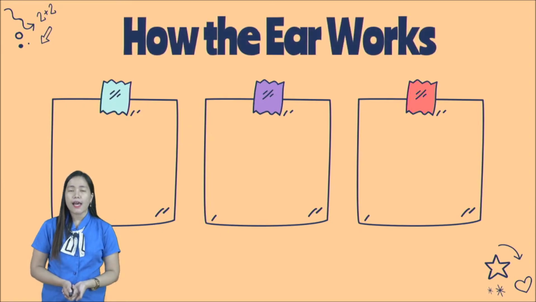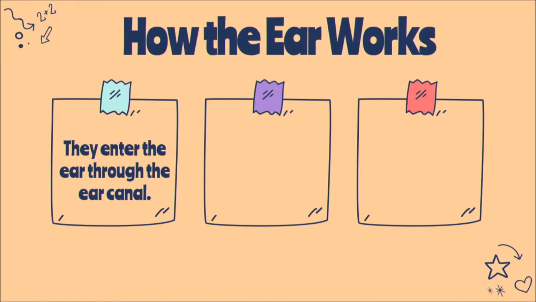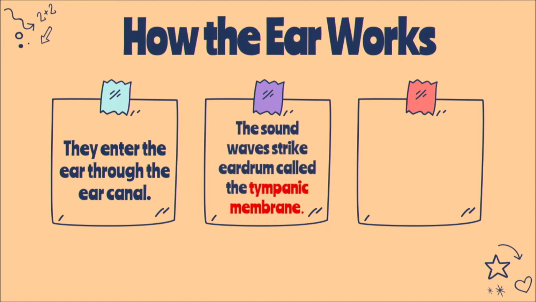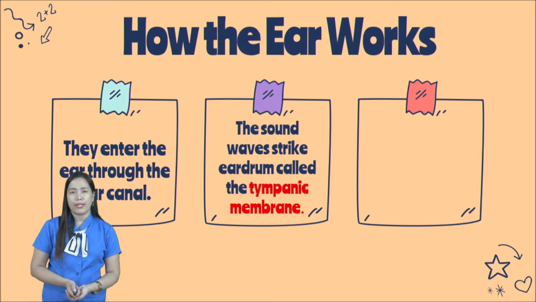Okay, how the ear works. First, sound waves enter the ear through the ear canal. Then, what is the next process? The sound waves strike the eardrum, called the tympanic membrane. Okay, I already showed you the picture of the eardrum a while ago.